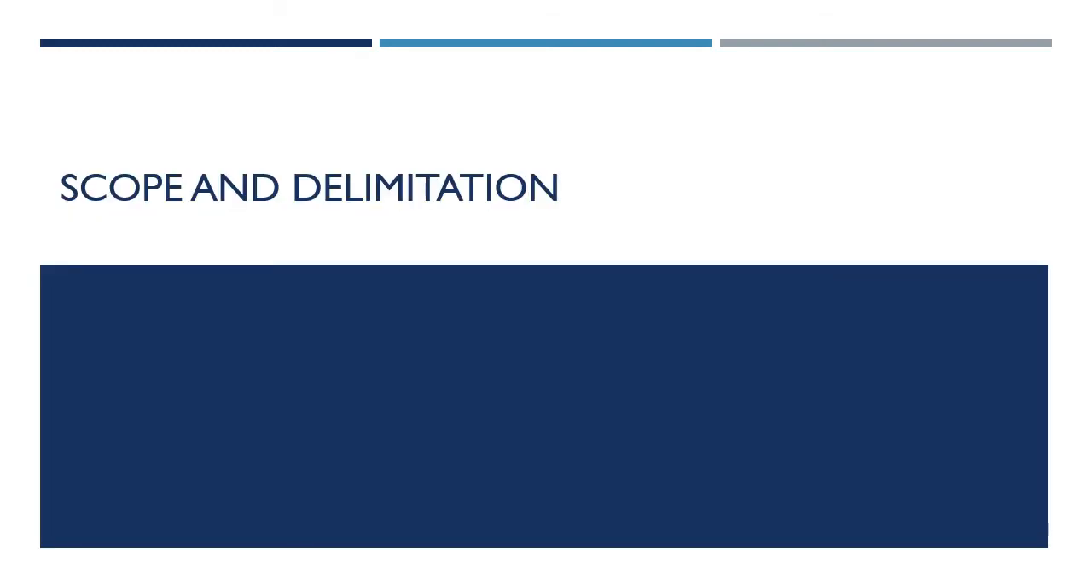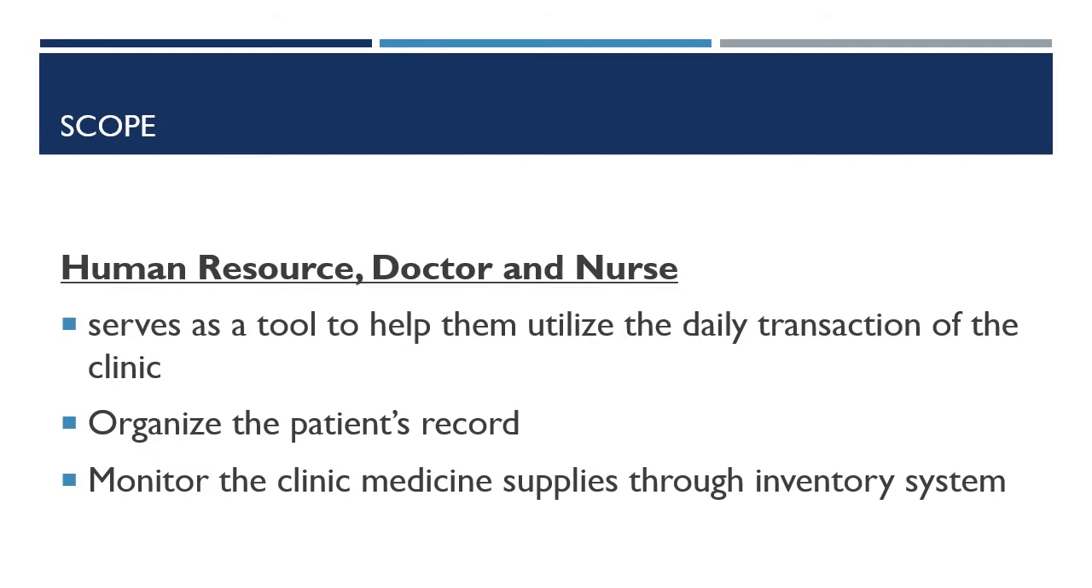Next is scope and delimitation. Scope is all about the features which are included in the system, and the delimitations are features that are not included in the proposed system. This study aims to create a management system with inventory for San Miguel Brewery Community Clinic.